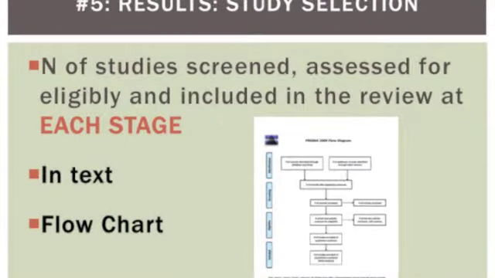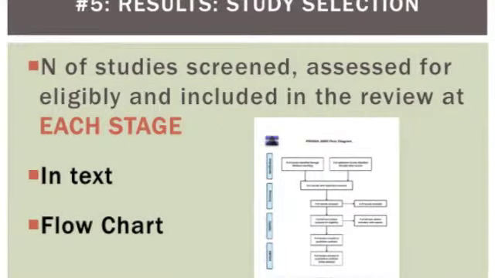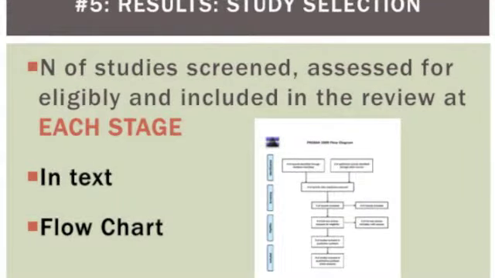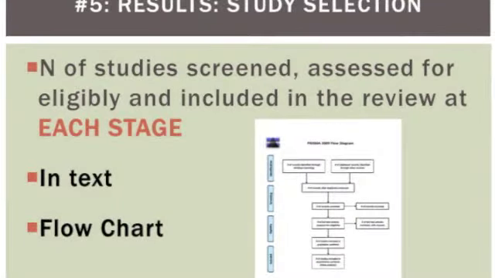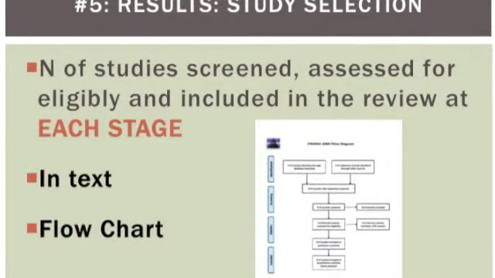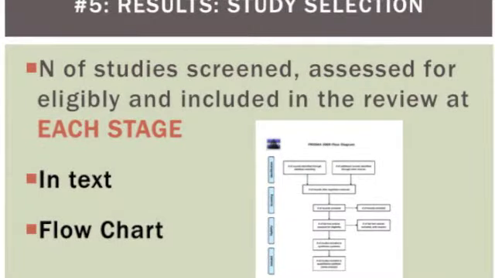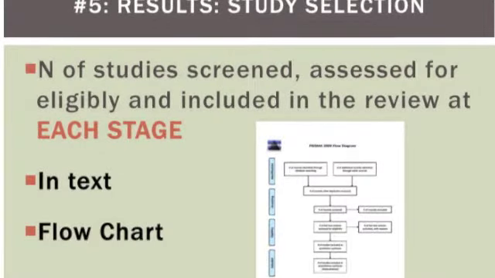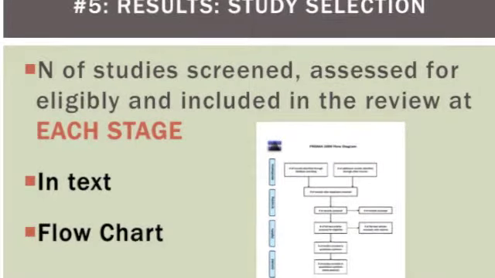On to the results. You first want to start off with your study selection. What were the number of studies screened? What were the number assessed for eligibility? And finally, what were the studies included at the review at each stage? Again, refer to the flow diagram. You want some of this information in text and also then reference the flow diagram where there's more information.